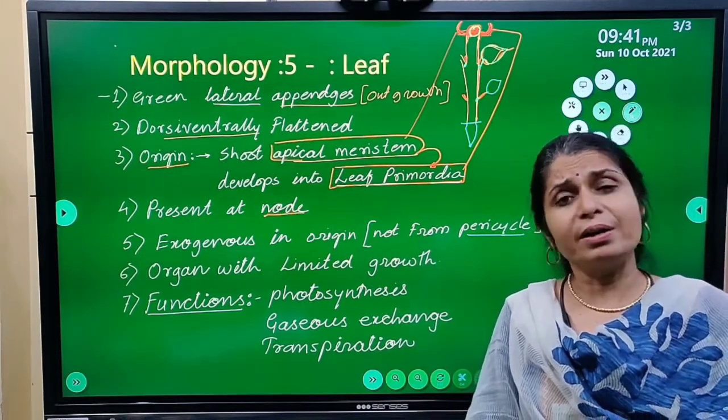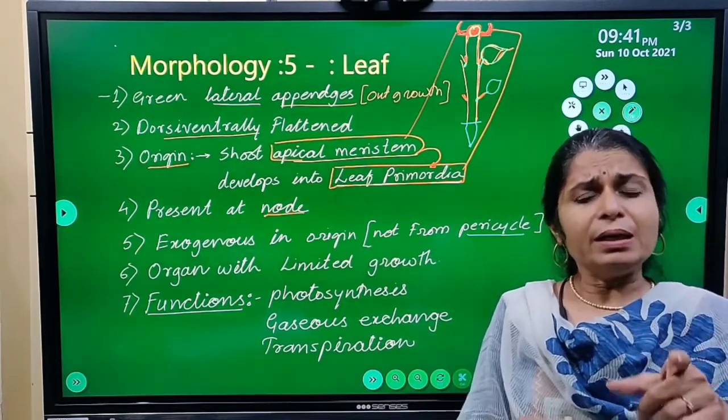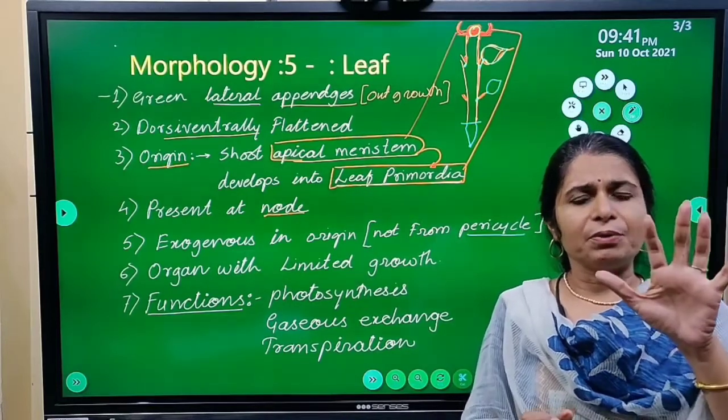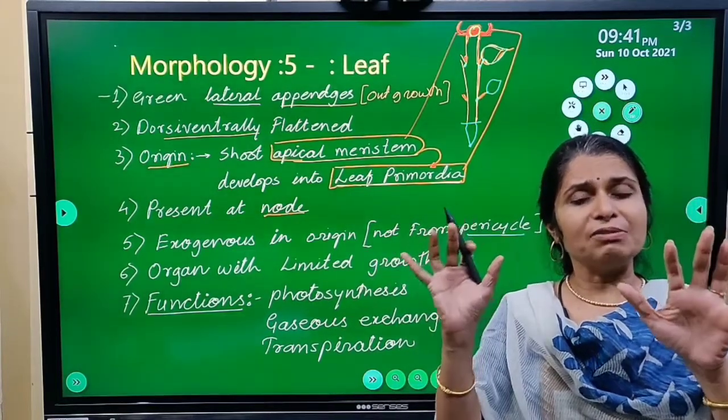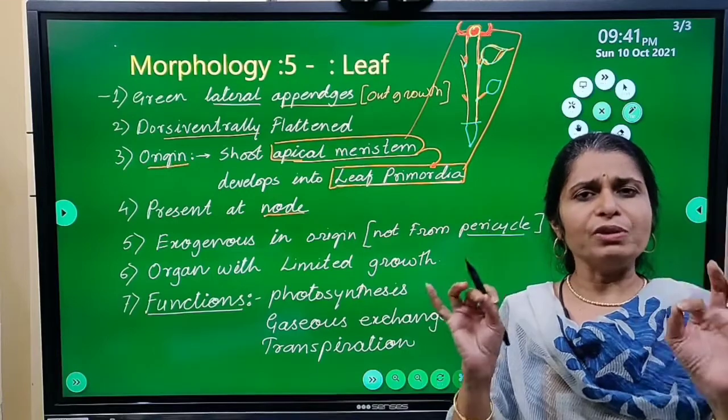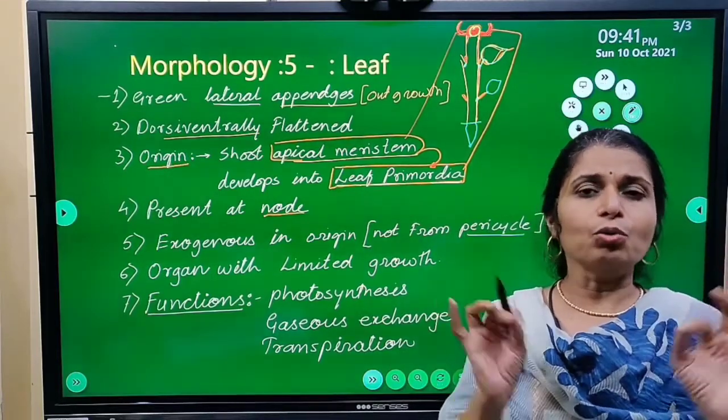A banyan tree grows for 100 years. But a 10-year-old banyan tree's leaf and a 100-year-old banyan tree's leaf will have the same shape. So individually, a leaf will not grow continuously.